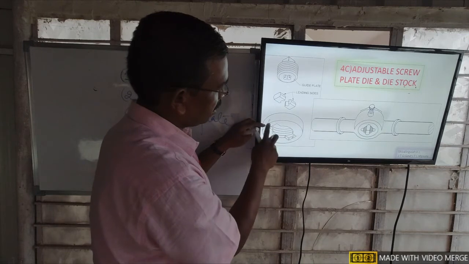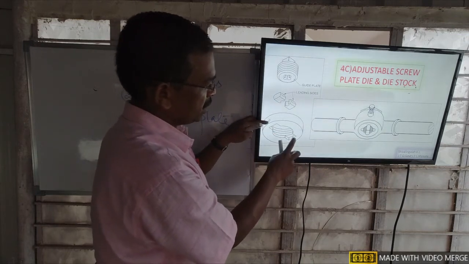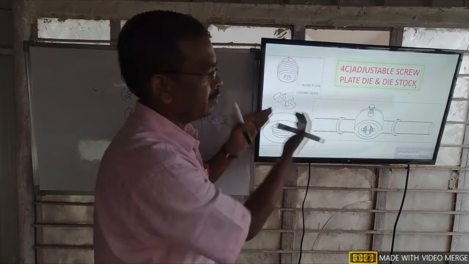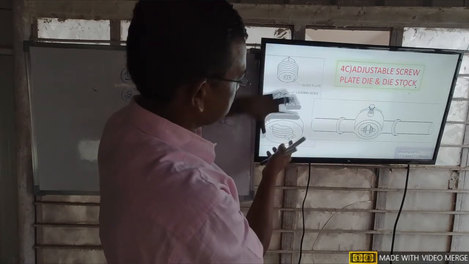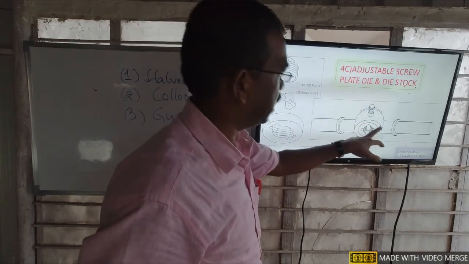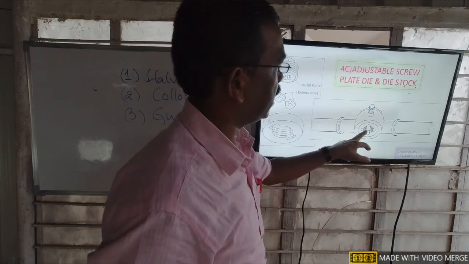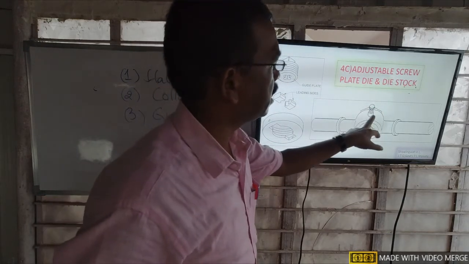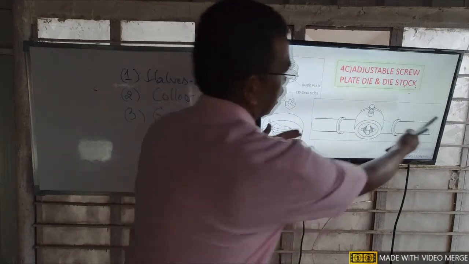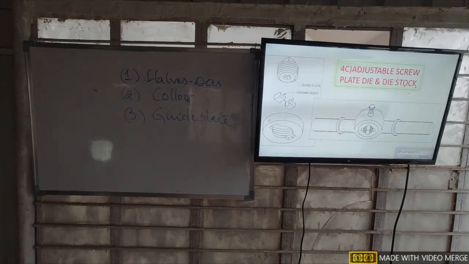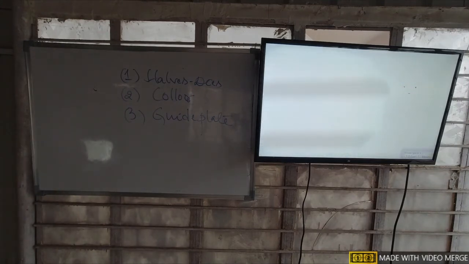And also this collar has two screws. By using these screws, we can increase the size of the die while doing the dieing operation. Again, this assembled portion will be fixed inside the die stock, and it will be held in position by using these screws. The die stock we are seeing is called a quick die stock. This is also a special type of die stock.